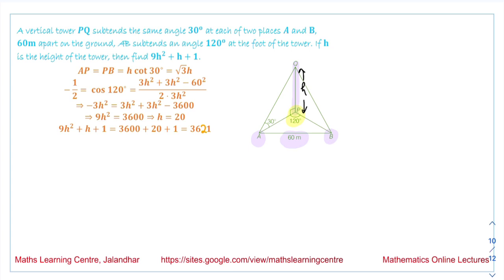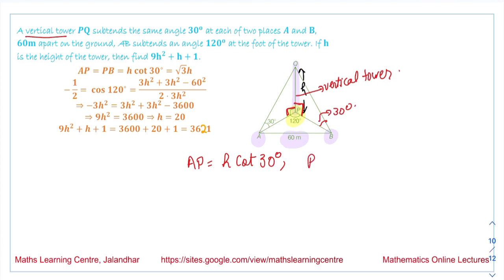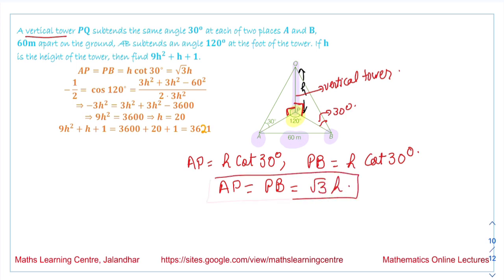Now it is given that the angle at A is 30 degrees and the angle at B is 30 degrees. Clearly the angle at P is 90 degrees, because this is a vertical tower. So the value of AP is H times cot 30 degrees, and PB is H times cot 30 degrees. So AP is equal to PB, equal to square root 3 times H, where H is the height of the tower.